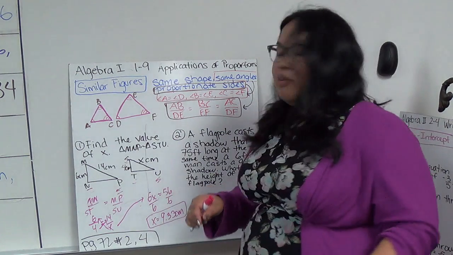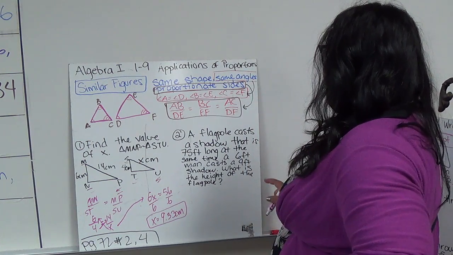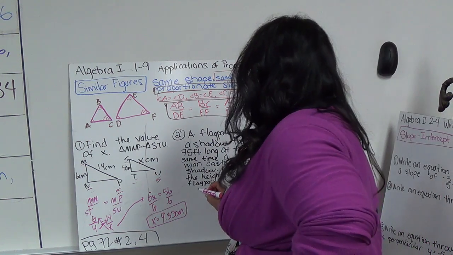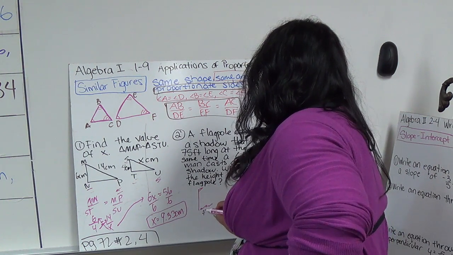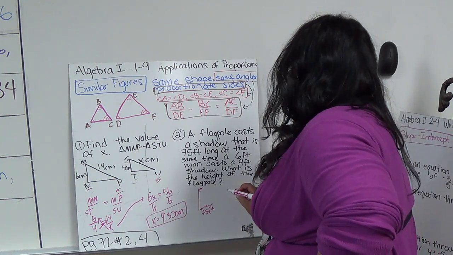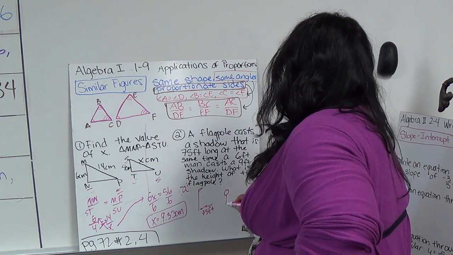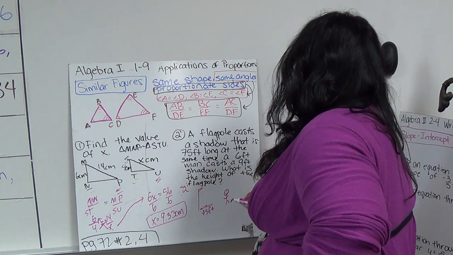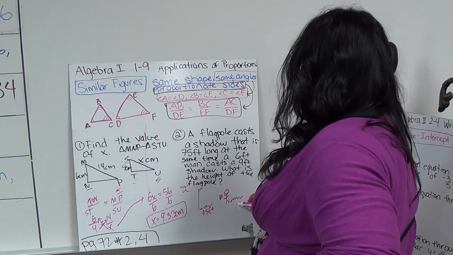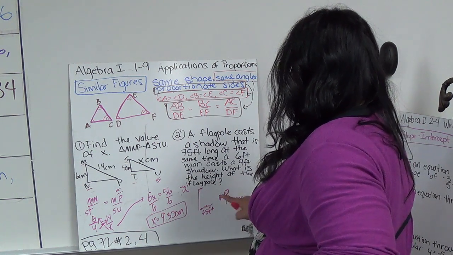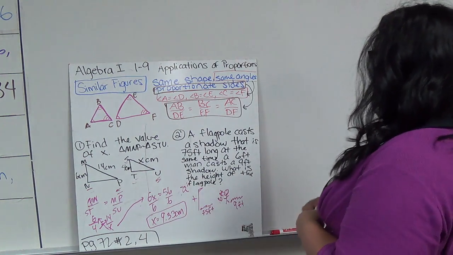Number 2 is saying that a flagpole casts a shadow that is 75 feet long. At the same time, a 6-foot man casts a 9-foot shadow. So we have this flagpole, and it casts this shadow that is 75 feet, right? And then we have this man, so the sun is shining. He is 6 feet, and his shadow is 9 feet. It wants us to know how tall is the flagpole.